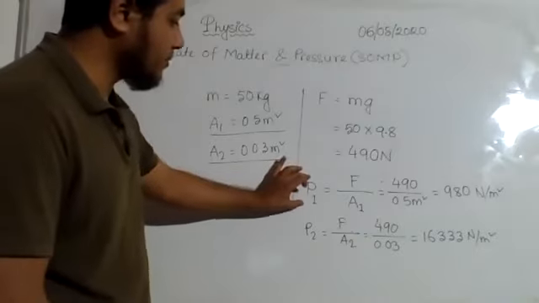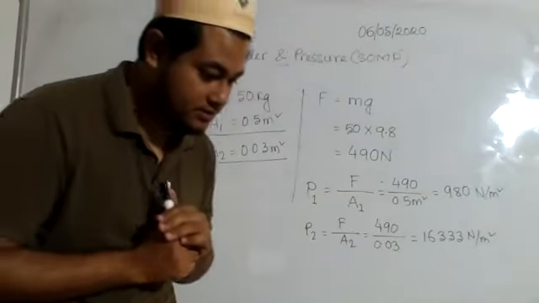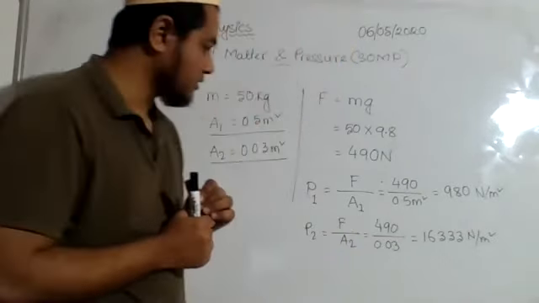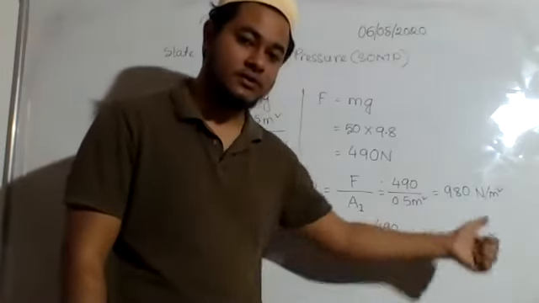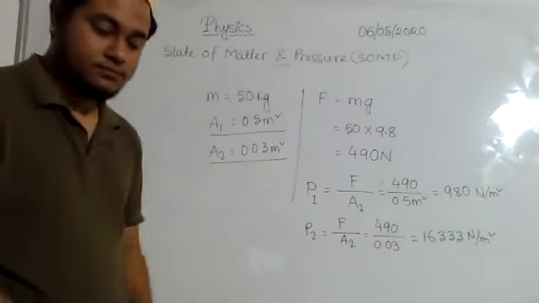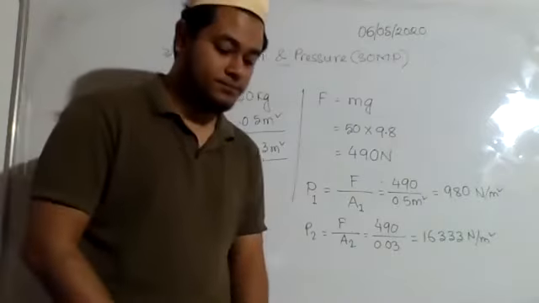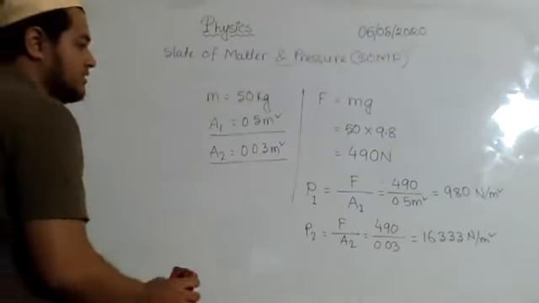Sir, that is 980 Newton and it is 16.333. How? No, 16 point. 16,333.33, sir, then point. GM says 1633, maybe I think it is 16.33. No, 16 point.